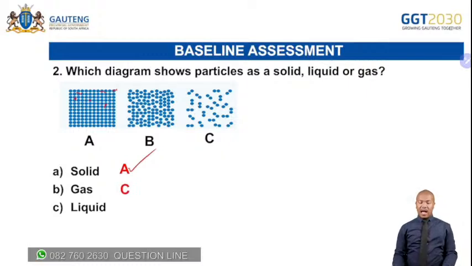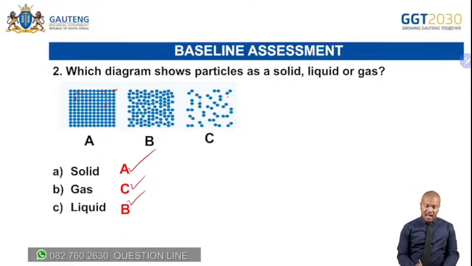A gas, the answer is C. And also looking at the particles here, they are far away from each other. Then the liquid is B. This is because the particles are slightly away from each other, but not that much.